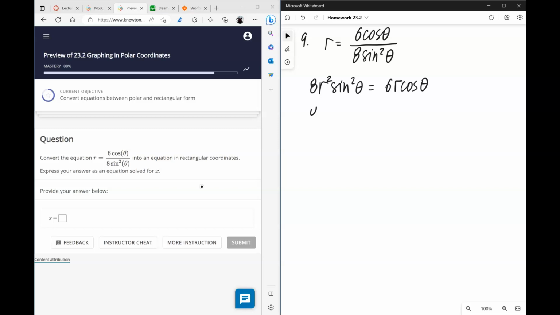And now we're going to replace r sine theta with y and r cosine theta with x. So x will be equal to 8/6 y squared, which is just 4/3 y squared.